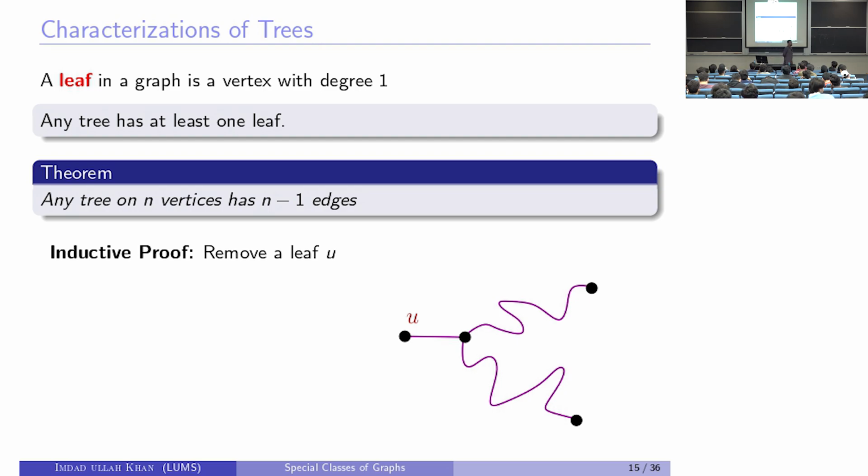Okay, any tree, remember we said a path. How many edges were there in a path on n vertices? n minus 1, right? How many edges were there in a cycle on n vertices? n, right? So come back.